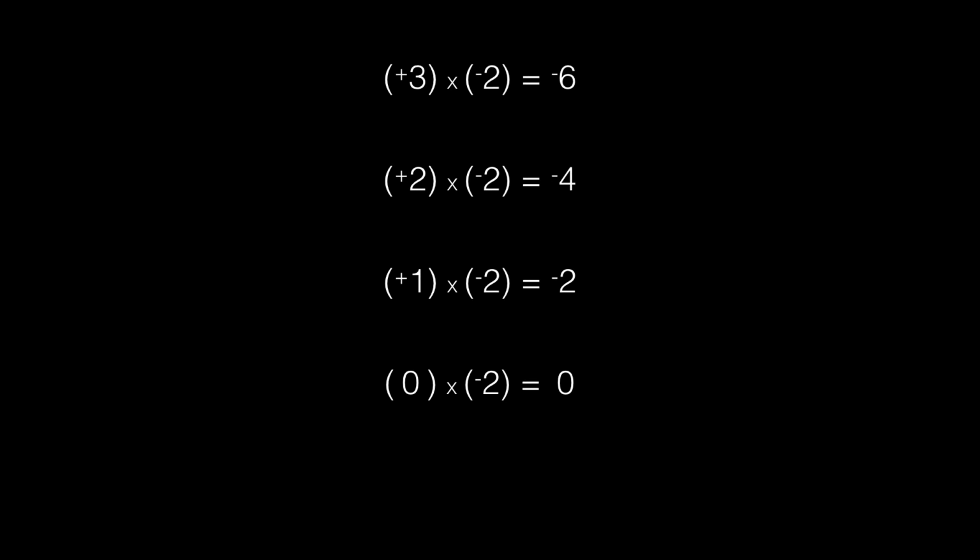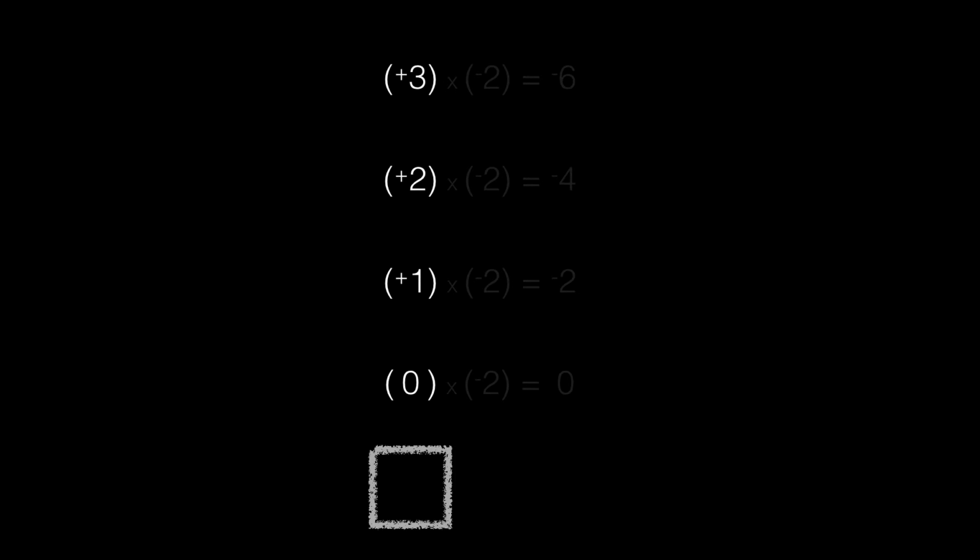Now, let's start looking for patterns. If we look at the first column of numbers, in other words, the first factor in our problem, we have positive 3, positive 2, positive 1, 0, and my question would be, what would come next in this column? We would expect a value to be negative 1, because in that column, the numbers decrease by 1.